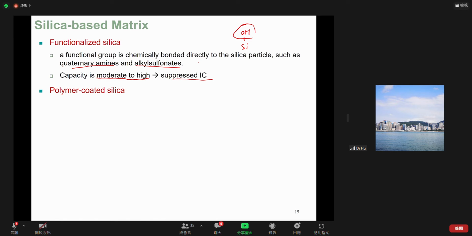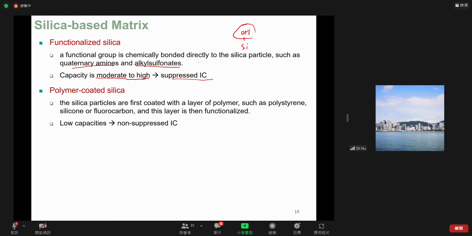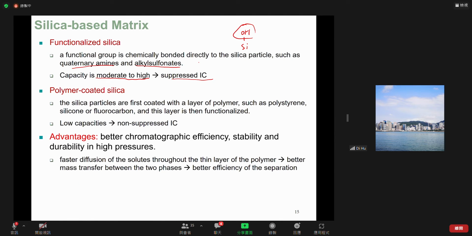Another type of silica particle is polymer-coated silica. So what happens here? The silica particles are first coated with a thin layer of polymer, such as polystyrene, silicone, or fluorocarbon, and this layer is then functionalized. You may ask, why not just use a polymer directly? Because this has some advantages. If you use a thin layer of polymer coated on the silica, there will be faster diffusion of the solute through this thin layer of polymer.